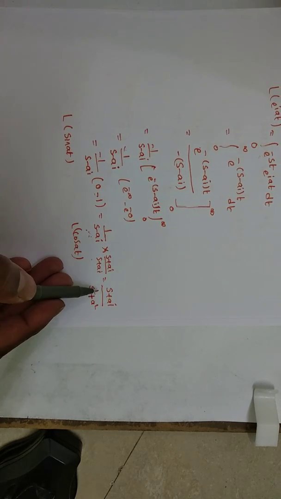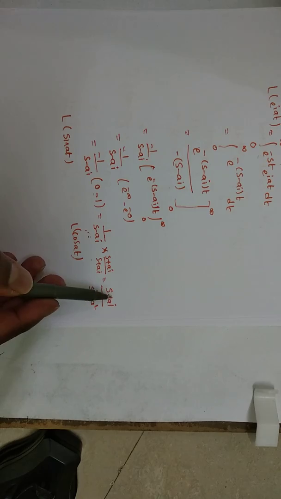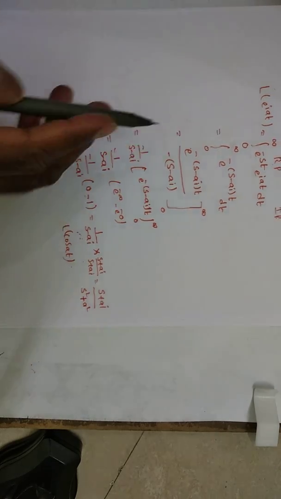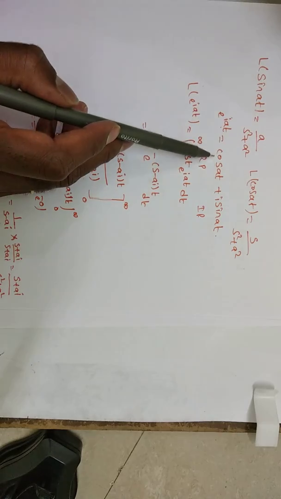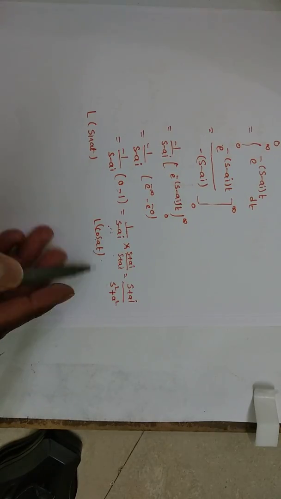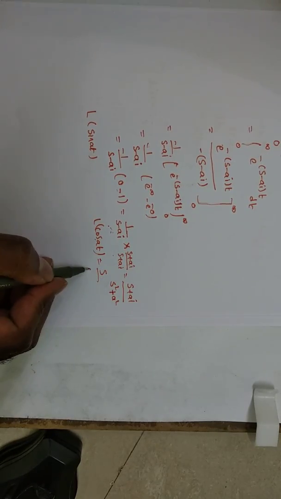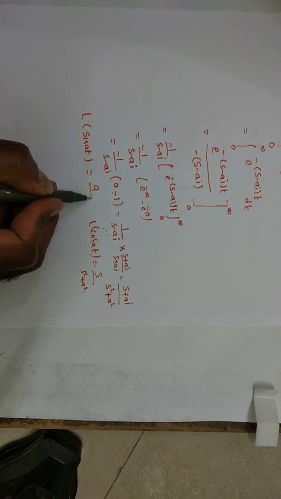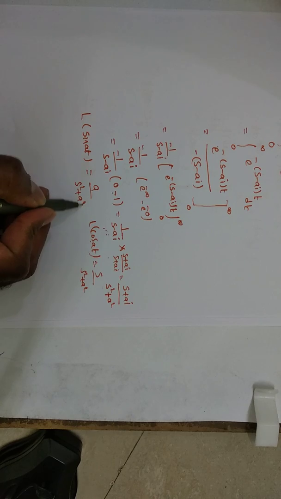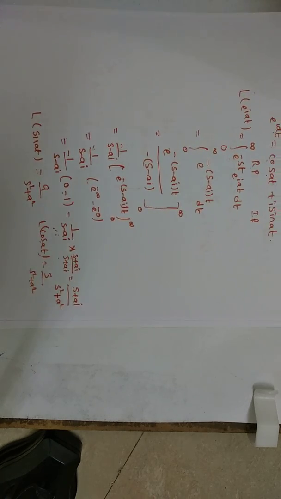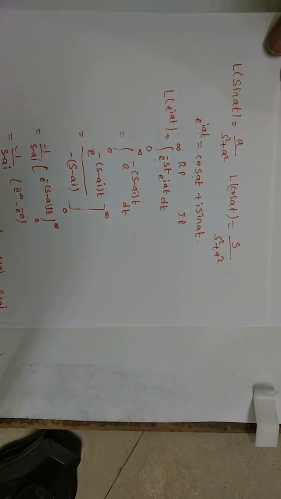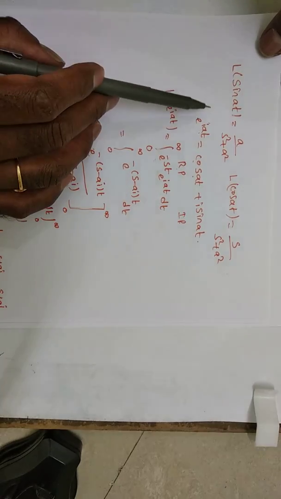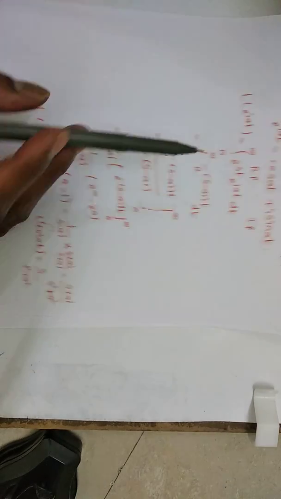So in this, what is the real part? s by s square plus a square. What is the real part of e power iat? cos(at). So L of cos(at) is s by s square plus a square, and L of sin(at) is a by s square plus a square. So this is the formula. Now based on these, just take a equal to 1, 2, 3, and see what you will get.